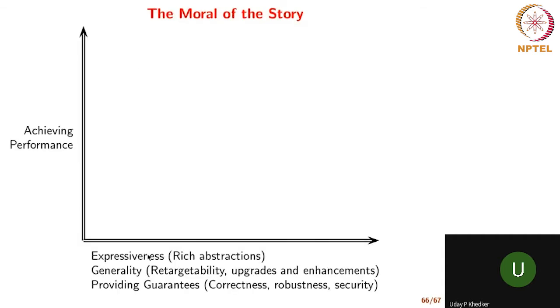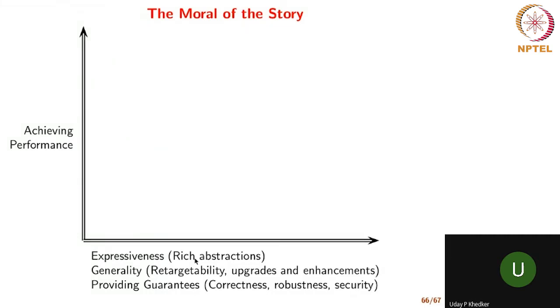So what is the moral of the story? Let's plot on the y-axis the need of achieving performance. How much performance can you achieve? And on the x-axis, let's plot expressiveness. By expressiveness, we mean rich abstractions which enable writing concise programs with well-defined meaning, without getting into too many lower level details. So that's expressiveness.